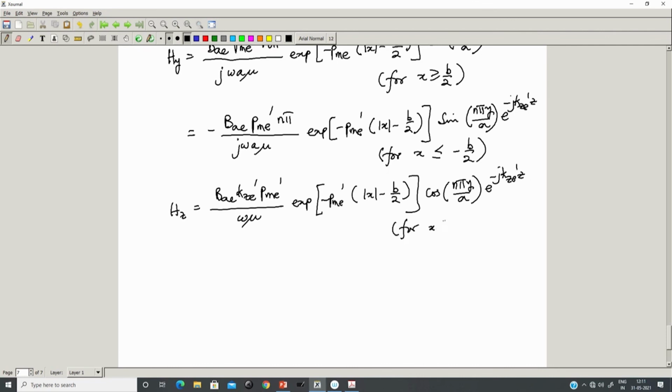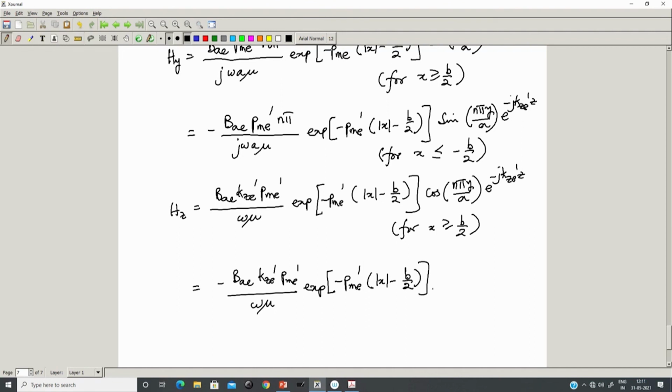that is for x greater than or equal to b by 2, and that is equal to minus b a e k z e prime p m e prime by omega mu exponential minus p m e prime mod x minus b by 2 cos n pi y by a e power minus j k z e prime z for x lesser than or equal to minus b by 2.